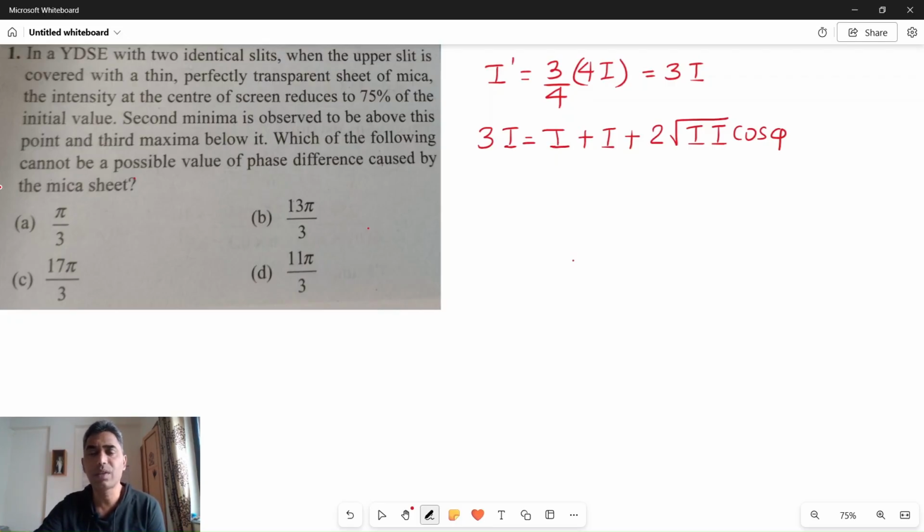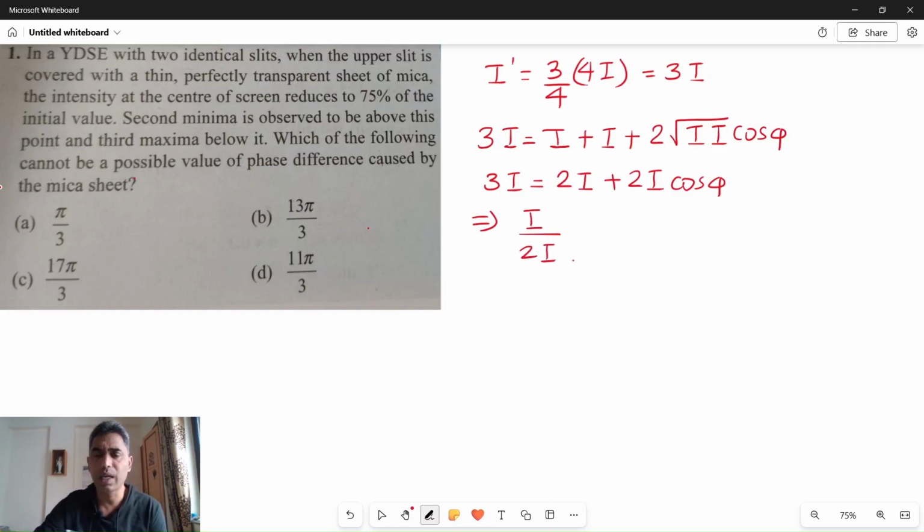If you simplify this, 2I is common, so this is 2I plus 2I cos phi. So this implies 3I minus 2I is I, divided by 2I, is equal to cos phi. So cos phi is half. That means phi will be 60 degrees, that is pi by 3.